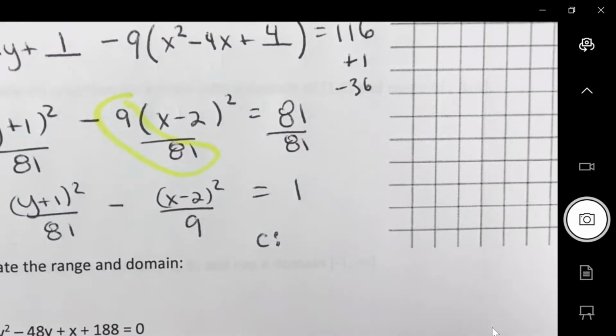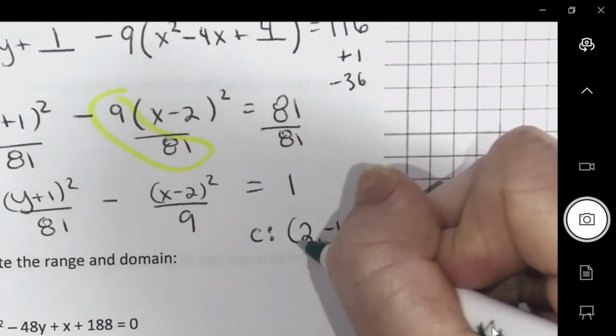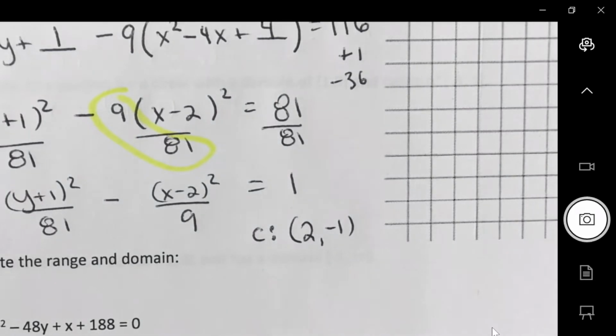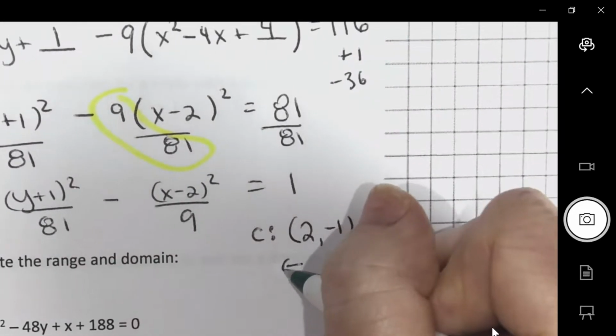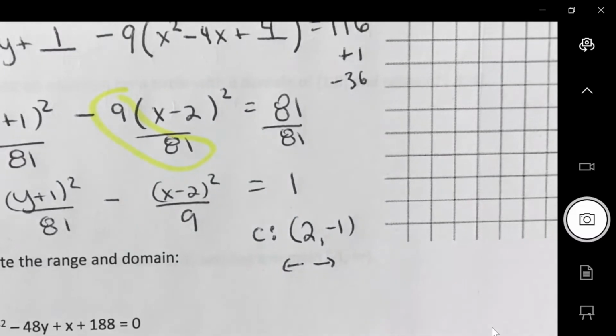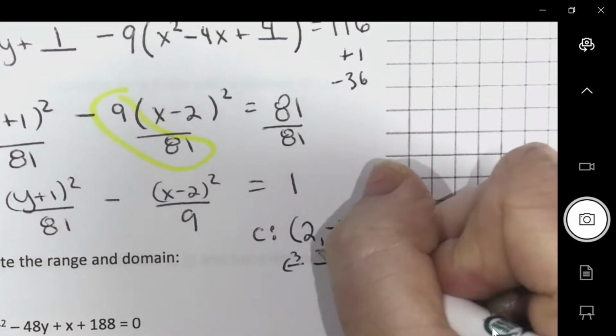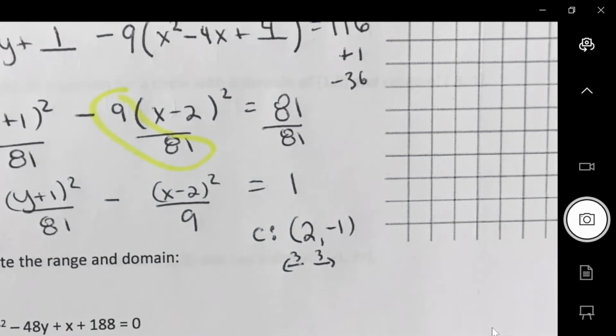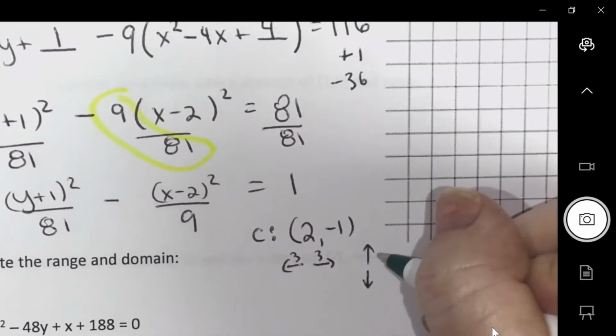So the center, be careful here. I feel like I catch some errors here. What is the center? 2, -1. The easy error is to do -1, 2 because you're just looking there first. Make sure you look at your x first, then your y's. And we're going to go left, right. I'm going to do 3 out. And up and down, I'm going to go 9.